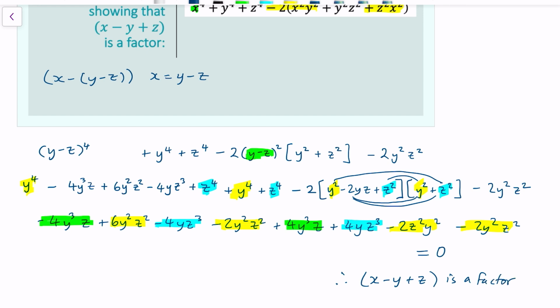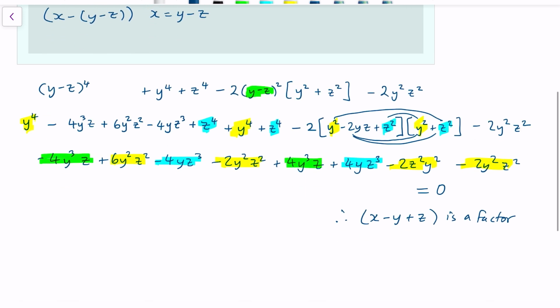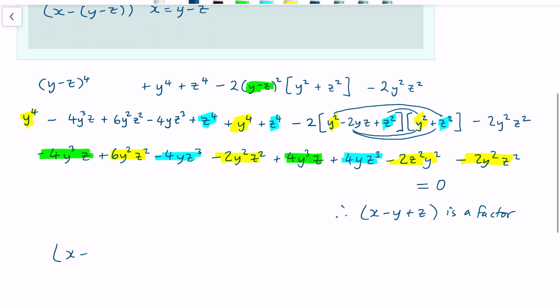Now, how do we use that information to factorize this absolute beast of an equation? Sorry, an expression. We're factorizing an expression. So one way you could do it is to go, right, cool, I've got this ginormous factor here that we've got to try to work out.